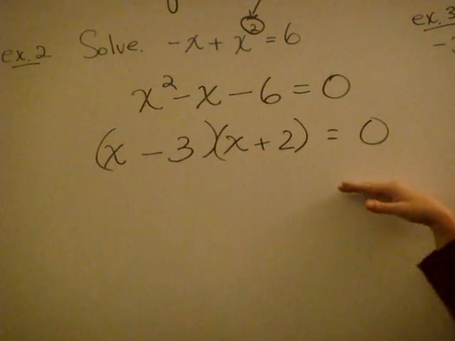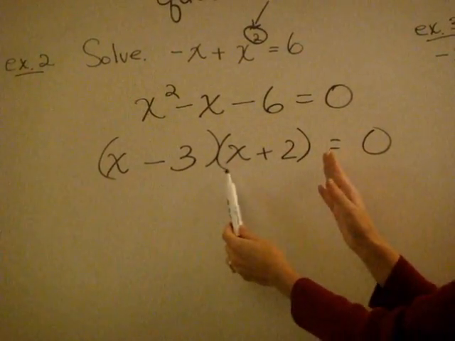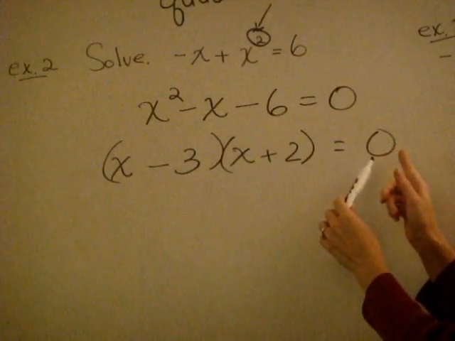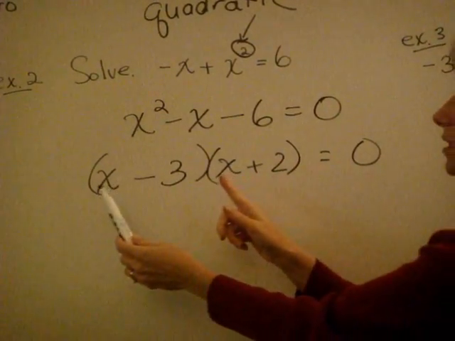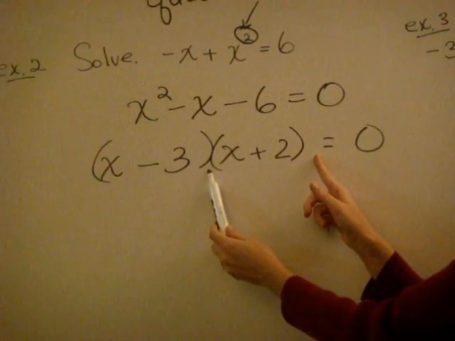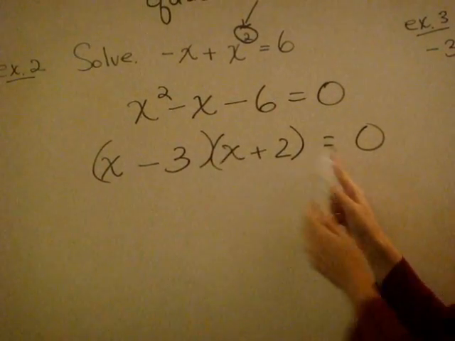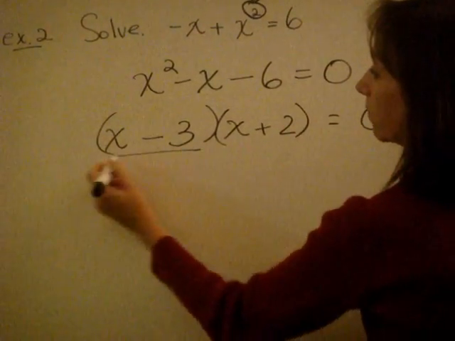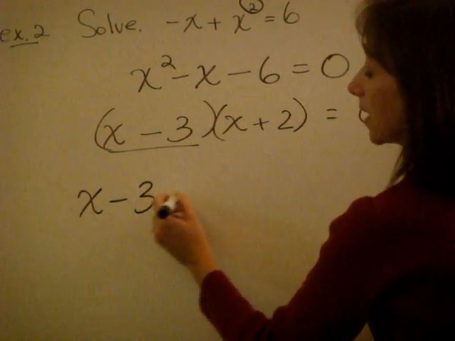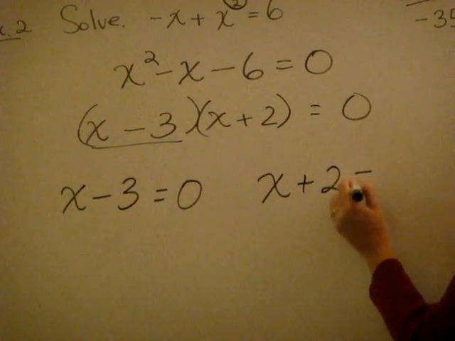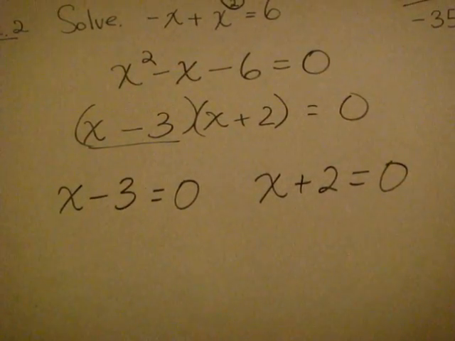So what I just set up is two factors, and when they're multiplied together, they equal 0. So what that means is this factor equals 0, or this factor equals 0. So I'm going to set them both equal to 0 and see what x would be. So this is one factor, x minus 3 has to equal 0, or x plus 2 has to equal 0. And that's how we're going to solve these.